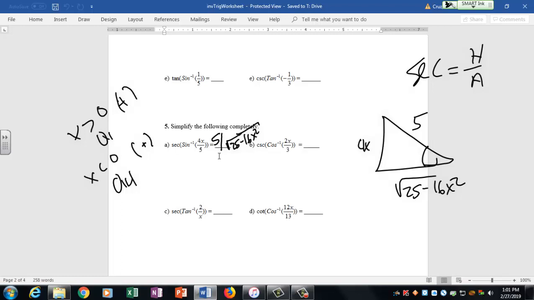Now, here's the thing. We have to be able to verify that this expression is always positive. Does that make sense? Now, in our case, it doesn't matter because 5 is positive and the square root of 25 minus 16x squared is positive. So positive divided by positive is positive and I don't have to worry about it. But you have to check it, right?